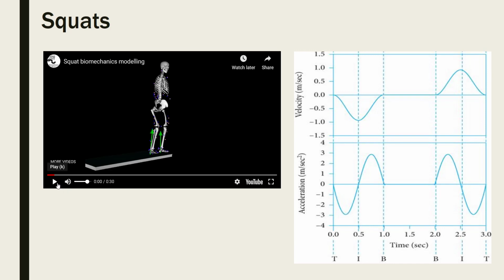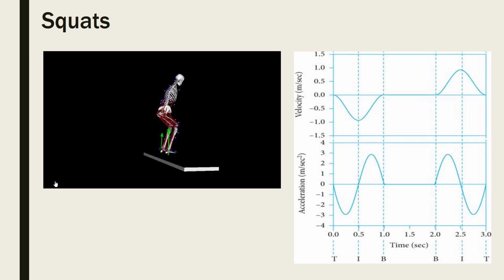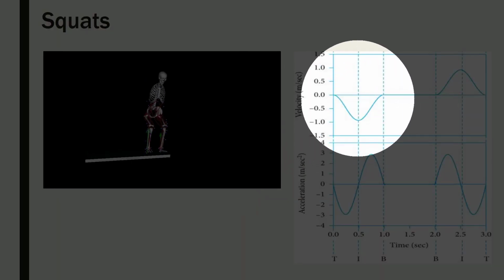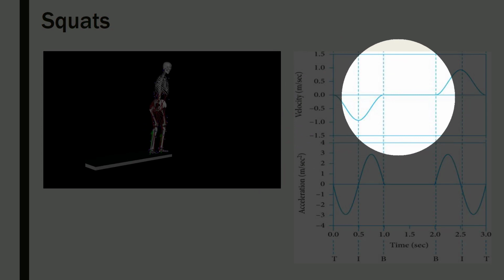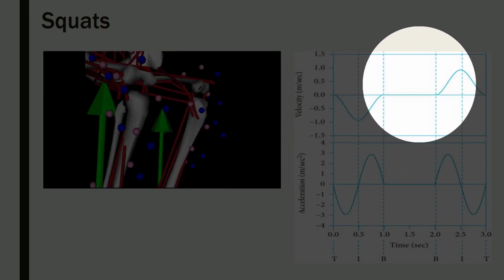So here we have a person on two force platforms doing a squat. You may not see it, but this person's ground reaction force increases as the person comes to the bottom of the squat, which indicates acceleration in a positive direction, and then comes back up. What I show you here on the right side is the velocity of the center of mass and the acceleration of the center of mass. Just take a look at this top part right here.